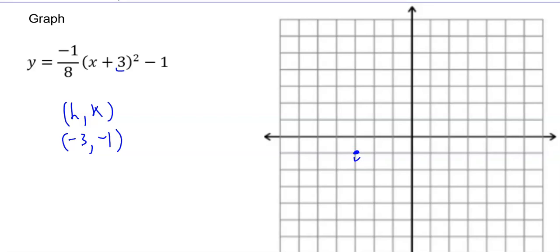And so then, let's see, which direction is this opening? It's definitely opening down, isn't it? So it's either up or down, it's negative.